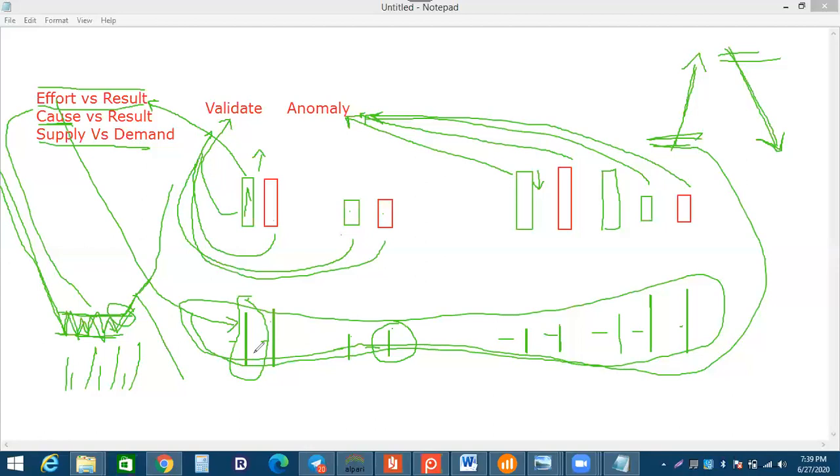If effort is high, then result must be high. If the effort is less, then result must be less. If the effort is high and result is less, there is something wrong. There is an anomaly. In this case, the effort is so much low, but the result is so much high. There is something wrong. In this candle, that is a result and that is the effort.